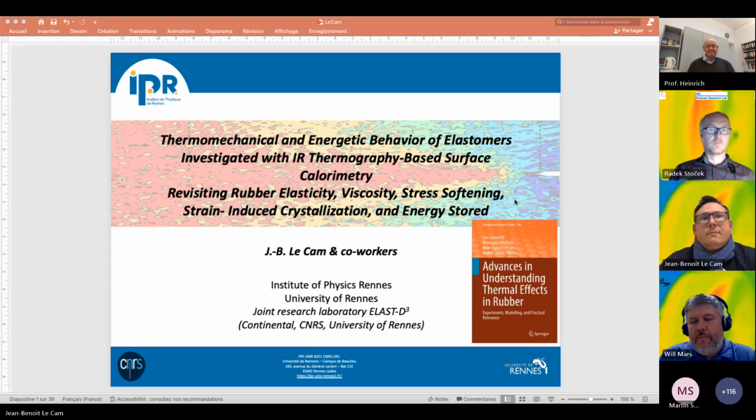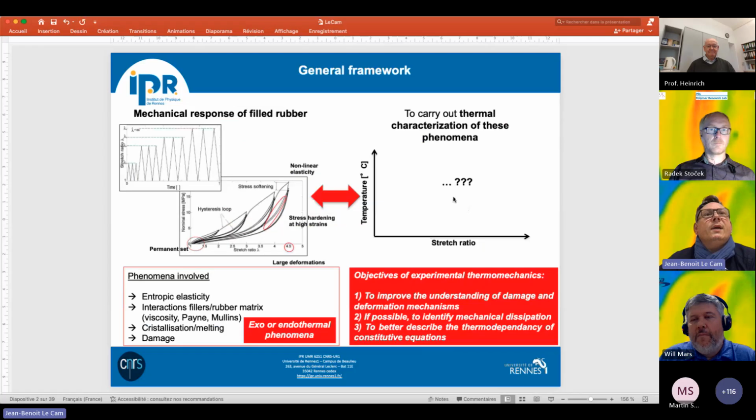First of all, the general framework. If we have a look at the mechanical response of an elastomer filled with carbon black and submitted to cyclic loading, we can see in the mechanical response different things: nonlinear elasticity, stress hardening at high strains, stress softening, hysteresis loop, permanent set, etc., with large deformations undergone, of course. And this complex mechanical response is due to several phenomena: the entropic elasticity, the interactions between fillers and the rubber matrix, crystallization and the melting of crystallites also, and damage, etc.